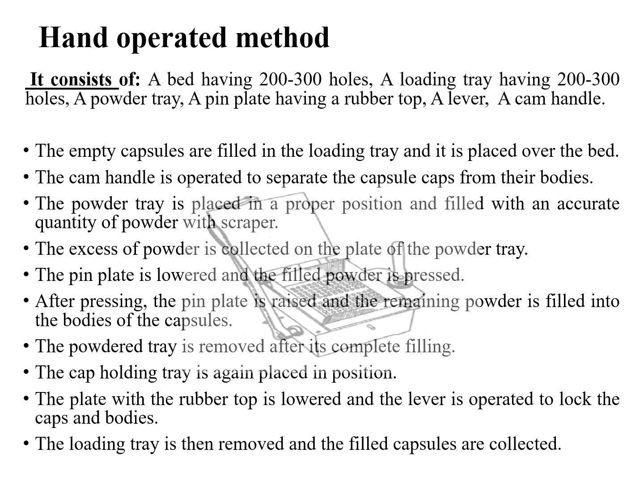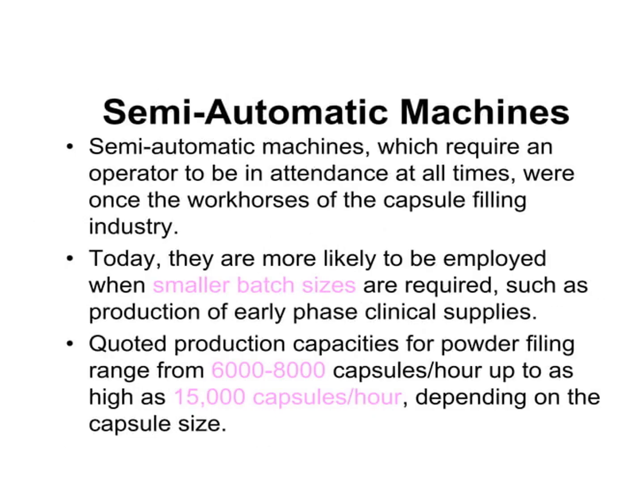The powder tray is removed after its complete filling. The cap holding tray is again placed in position. The plate with the rubber top is lowered and the lever is operated to lock the caps and bodies. The loading tray is then removed and the filled capsules are collected.